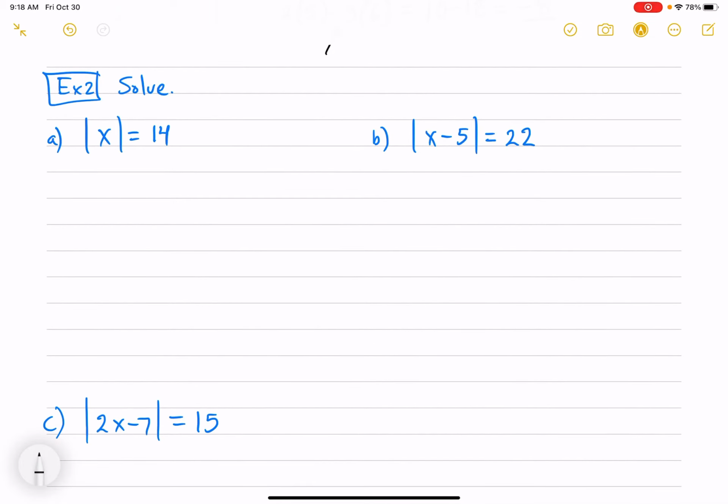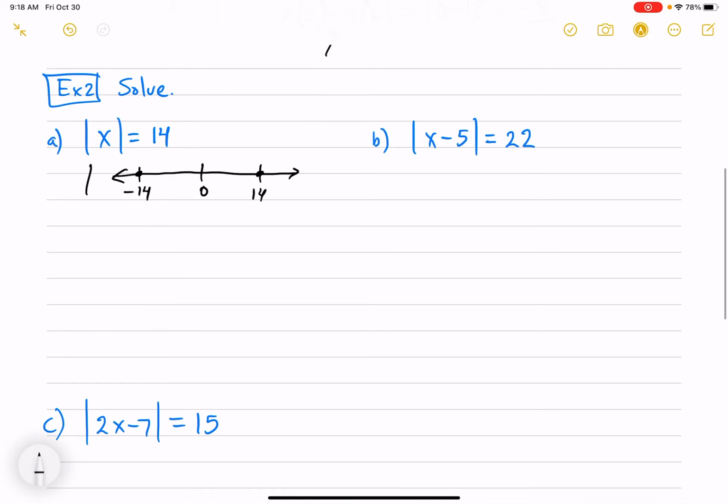Now, example number 2, we have quite a few parts here, A, B, C, D, E, maybe. The way we solve these equations, take a look at part A. We ask what number is 14 units away from 0? On the number line, from 0, 14 is one of the answers, and also -14 is another answer. So there are two answers, -14 and +14. The value of x could be 14, or it could be -14.